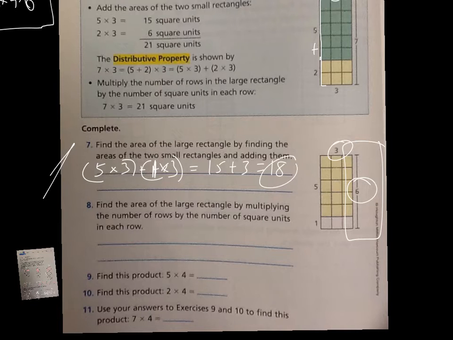Number 8, find the area of the large rectangle by multiplying the number of rows by the number of square units in each row. So basically, I just did that. It's 6. There are 6 rows with 3 in each row. So there's 6 rows, 3 in each row equals 18 square units.